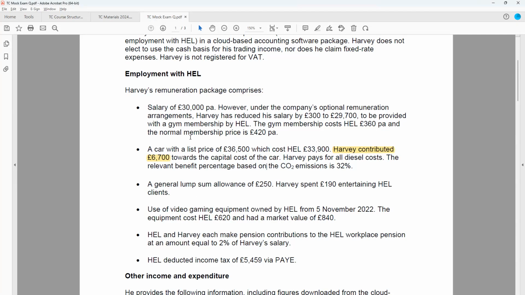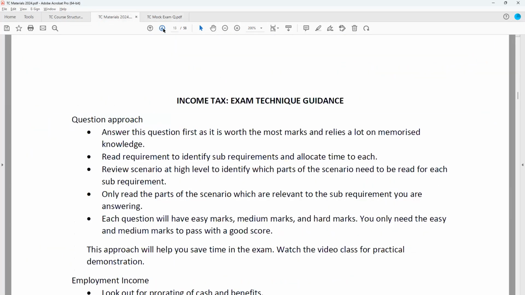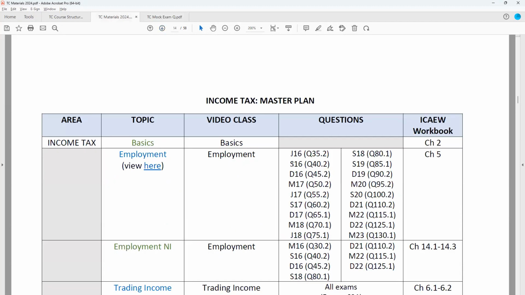So once you've done that for one question, you can then go away and practice several questions one after the other. If you're using our materials, we list out all of the questions which examine, for example, employment income. So you can just go through and practice several questions. You don't have to do them all now. I generally suggest going away and practicing the more recent ones first of all.